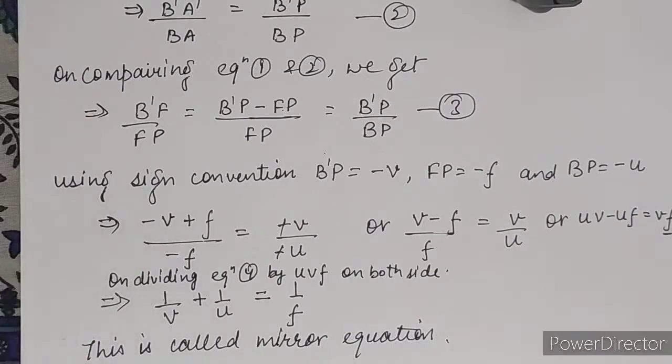If in the exam it has been asked to derive a relation between U, V and F through a concave mirror, so this is the same. This is the mirror equation, the relation between U, V and F. Clear beta? Get my point? Now further we are going to do in our next lecture.